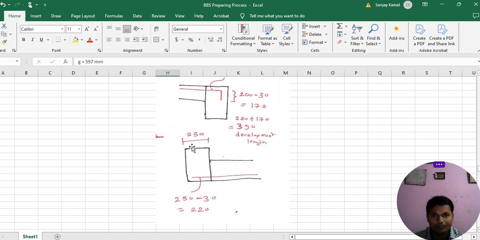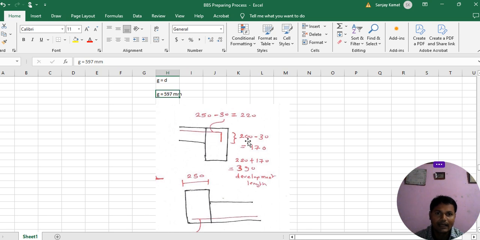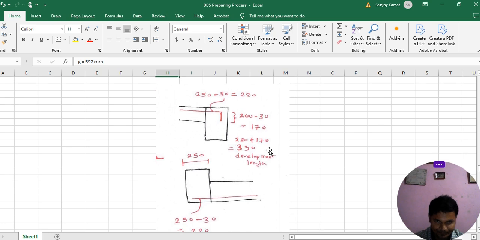How much will it come? From here to here, 220 mm, okay. And similarly, this part to this part is how much? 200 minus 30, how much does it come? From here to here is 170 mm only.